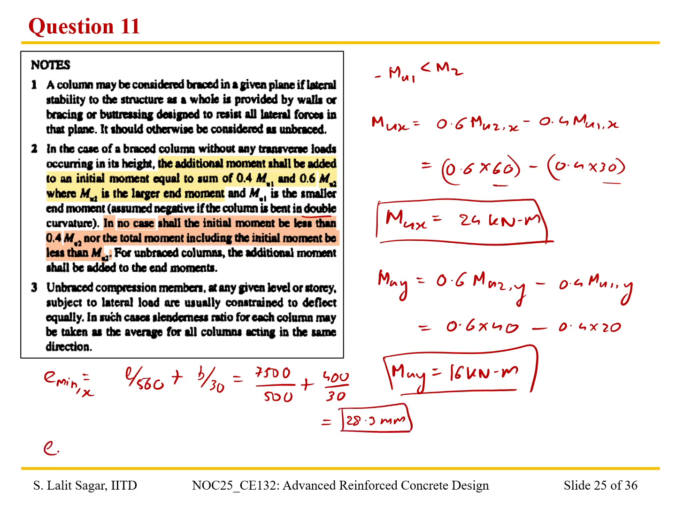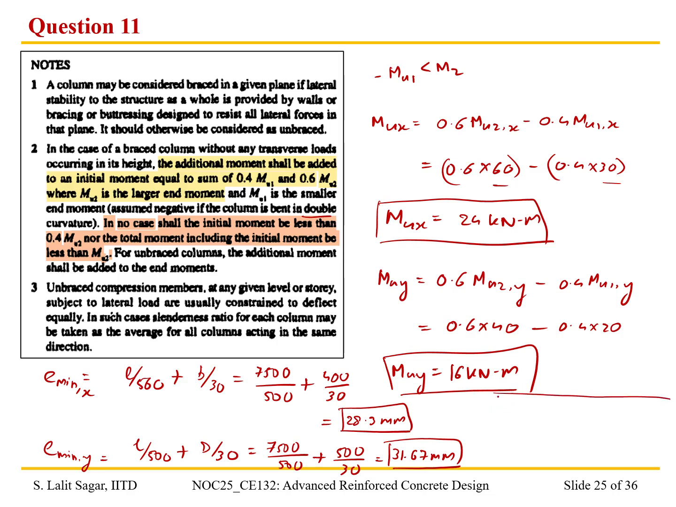Then we have e min along the y-axis, that is L by 500 plus D by 30. That is again 7500 by 500 plus 500 divided by 30. That gives me a value of 31.67 mm. These are the minimum eccentricities. Let me find out the applied moment, that is Mux.